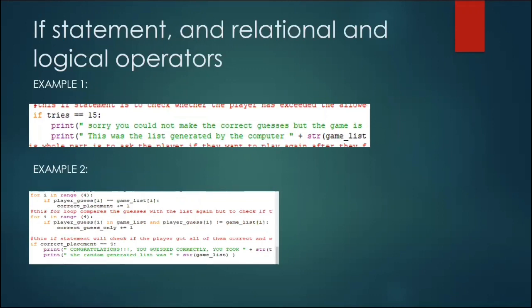I use a lot of if statements in my code, and these are 2 examples of them. The first one shows how I use the if statement to check if the number of attempts has reached 15 or not. If so, it would tell the player that he ran out of chances, show him the randomized list, and later quit the game. The second example shows how I used it to check if the player's guesses were correct and in the correct placement, or correct but in the wrong placement. I also used a for loop to help with this as well.